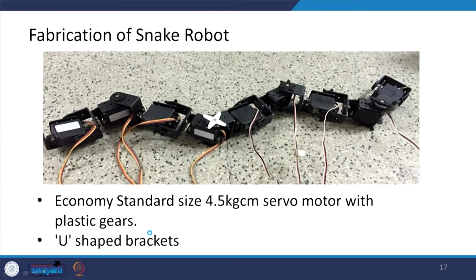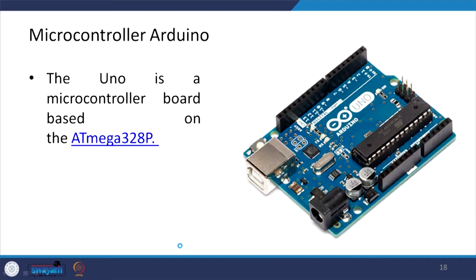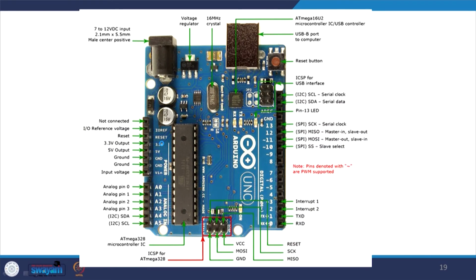So, we made a snake bot using economy standard, say 4.5 kg-centimeter servo motors with plastic gears, and we used U-shaped brackets to connect these motors. And for the controller, we used Arduino Uno, and this is a microcontroller board based on ATmega328P. So, here is the pin-out connections basically.